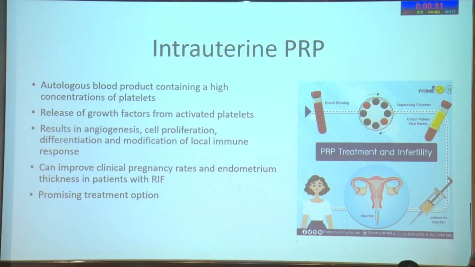Then intrauterine PRP. I'm sure half of you would be using PRP for the endometrium, especially the thin endometrium and recurrent implantation failure. It is an autologous blood product containing a high concentration of platelets, and it causes release of growth factors from activated platelets, which results in angiogenesis, cell proliferation, differentiation, and modification of local immune response. It can improve clinical pregnancy rates and endometrial thickness, and is a promising treatment option.